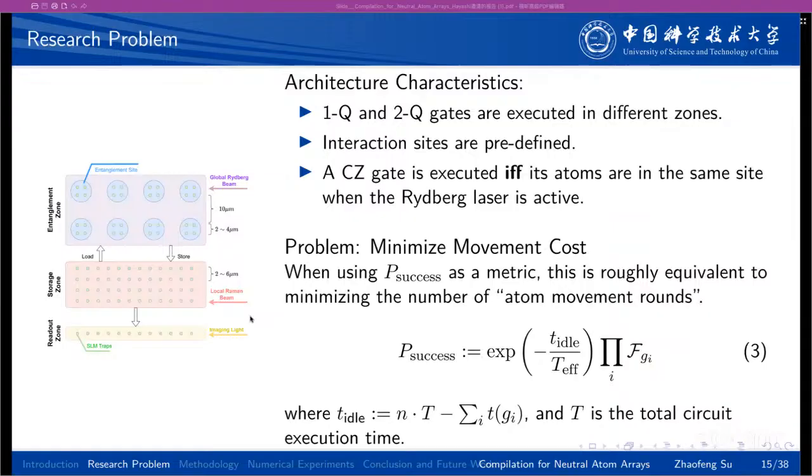We considered the zoned architecture of neutral atom-based quantum computing. Until now, there are several other approaches, but we chose the zoned architecture. This is proposed by Professor Lukin from Harvard University.